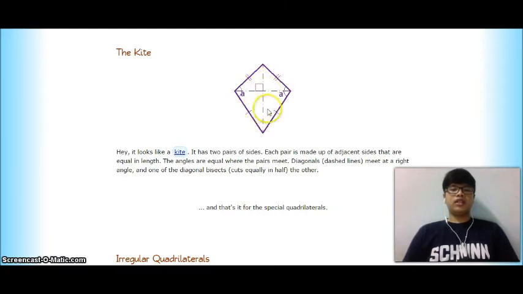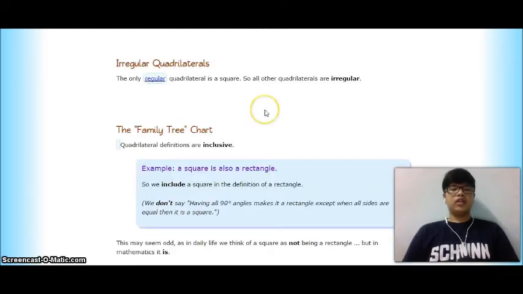I mean this side. Okay, for the irregular quadrilaterals, the only regular quadrilateral is a square, so all other quadrilaterals are irregular.